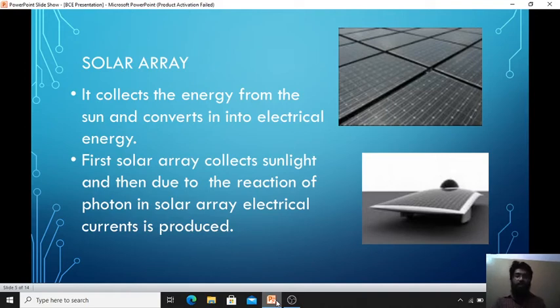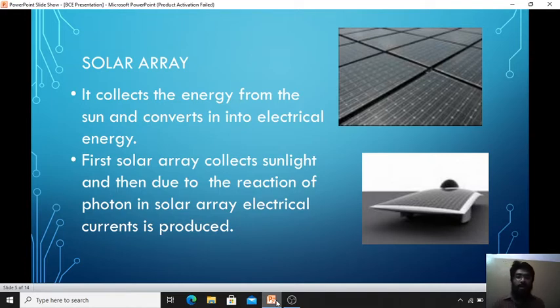Now, my name is Mohammad Haris Anwar, and I am going to discuss some very basic components of a solar powered car, or a car which is run by solar energy. The first very basic component is the solar array, or in general, you know it by the name solar panels. It collects the energy from the sun and converts it into electrical energy.